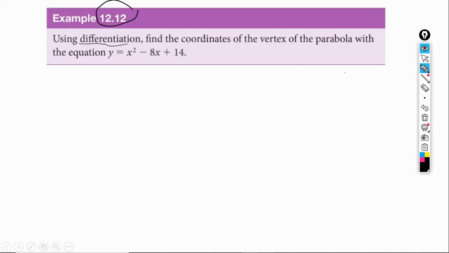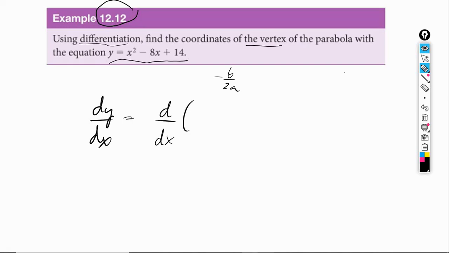So they say, using differentiation, find the coordinates of the vertex of the parabola with the equation y equals x squared minus 8x plus 14. So remember that normally we would just use minus b over 2a as a formula to find the x coordinate of the vertex. But here instead, we're going to use the derivative. So we're going to find dy dx. This is using the Leibniz notation, right, which is just finding the derivative of this expression, x squared minus 8x plus 14. And this is going to equal 2x minus 8.